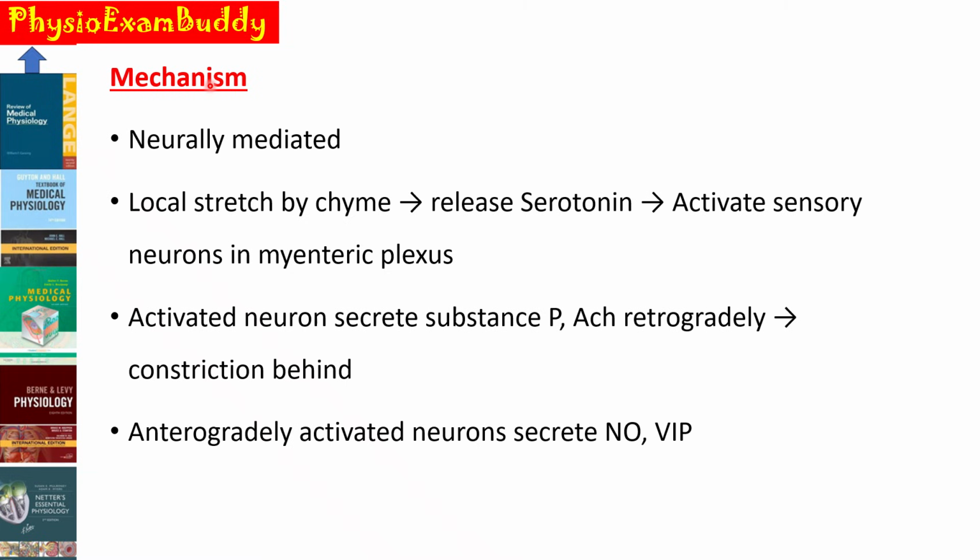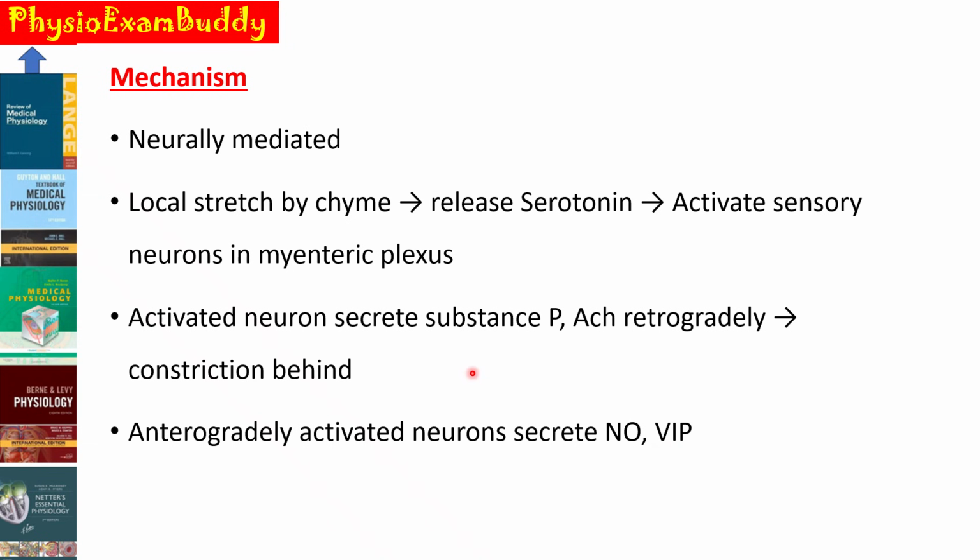And the mechanism of these propulsive movements is mainly neurally mediated. That is, whenever there occurs a local stretch by the chyme, it will cause a release of the neurotransmitter serotonin, which will activate the sensory neurons present in the myenteric plexus. And this activated neuron will secrete substance P as well as acetylcholine retrogradely, and it will produce the constriction behind. And anterogradely, the activated neurons will secrete nitric oxide as well as vasoactive intestinal peptide, which is responsible for the relaxation in the anterograde direction.